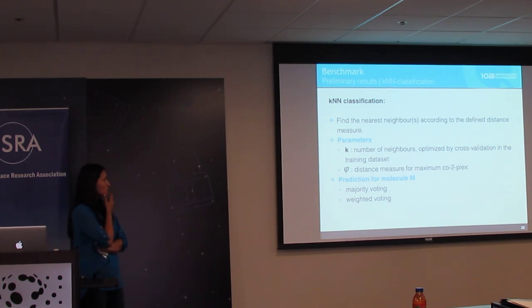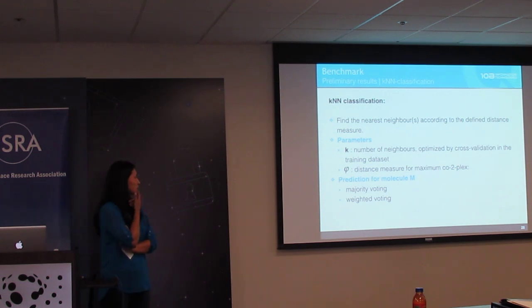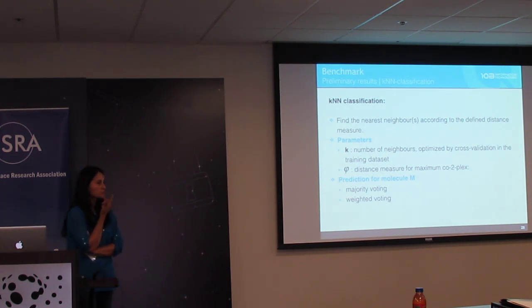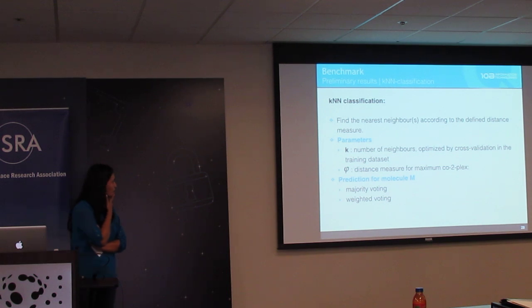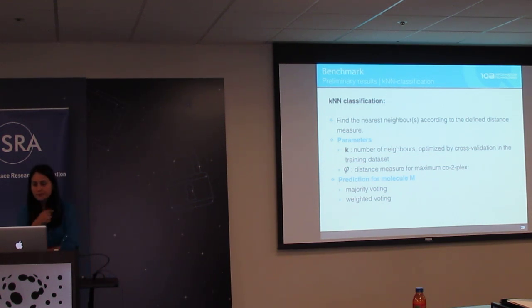And in all our simulations, we use k equal 2 for the co-k-plex, so we're only solving the co-2-plex. Basically, we want to predict the property of the molecule by majority voting, and we also use some weighted voting.